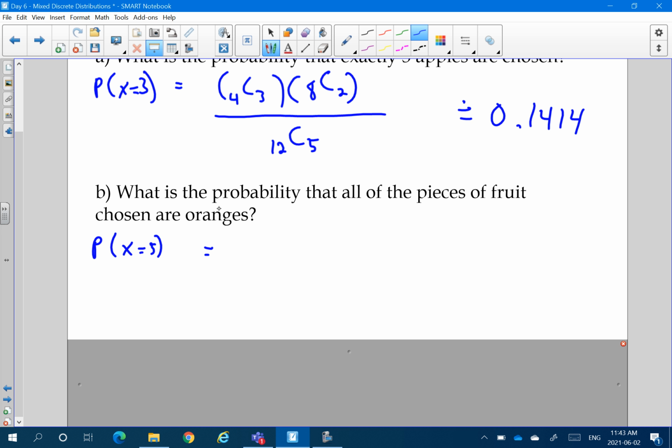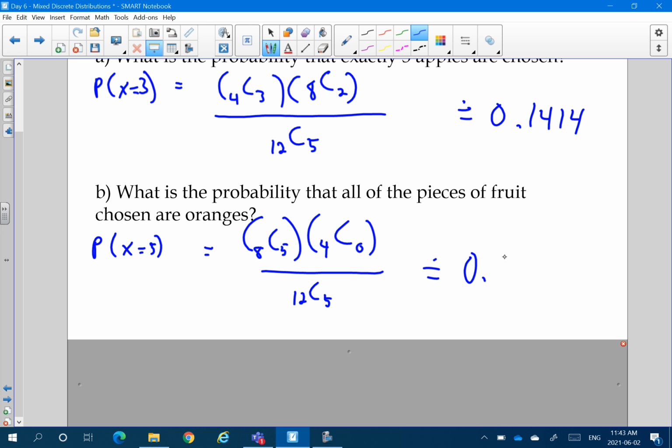So all fruit are oranges. In other words, there were 8 oranges, and all 5 of them are going to be oranges. That means we still have those 4 apples, but in this case, we're actually not choosing any of them. And again, we have the same total number on the bottom. I've said this before, I'll say it again. First number should add up to the first number on the bottom. Second number should add up to the second number. Take your calculator, and it's 0.707. Okay, half the chance of the first one.